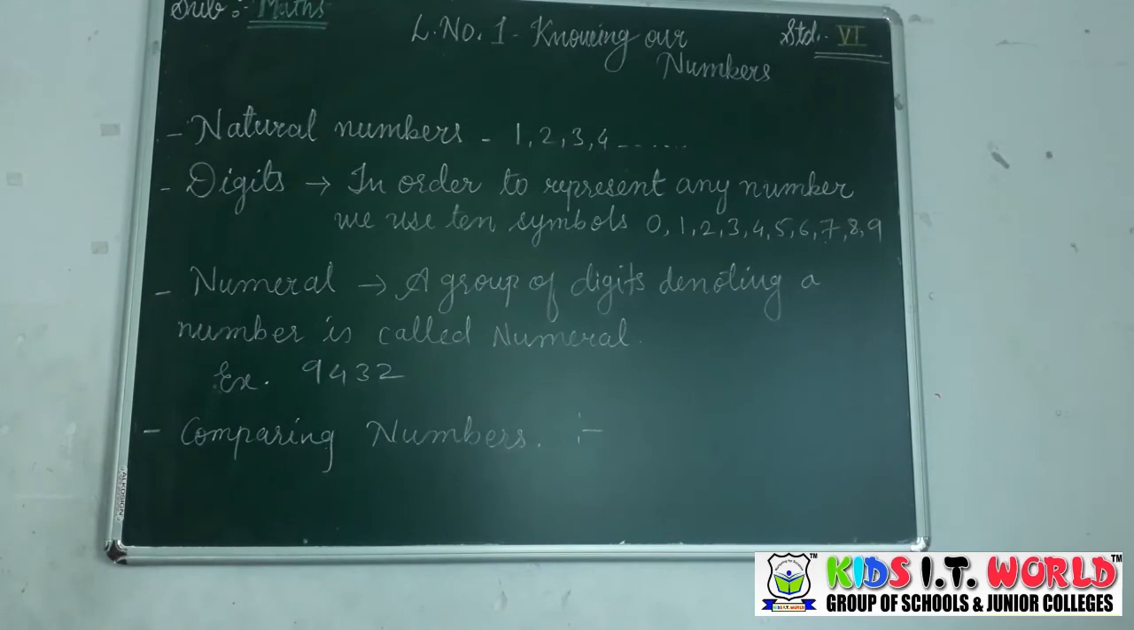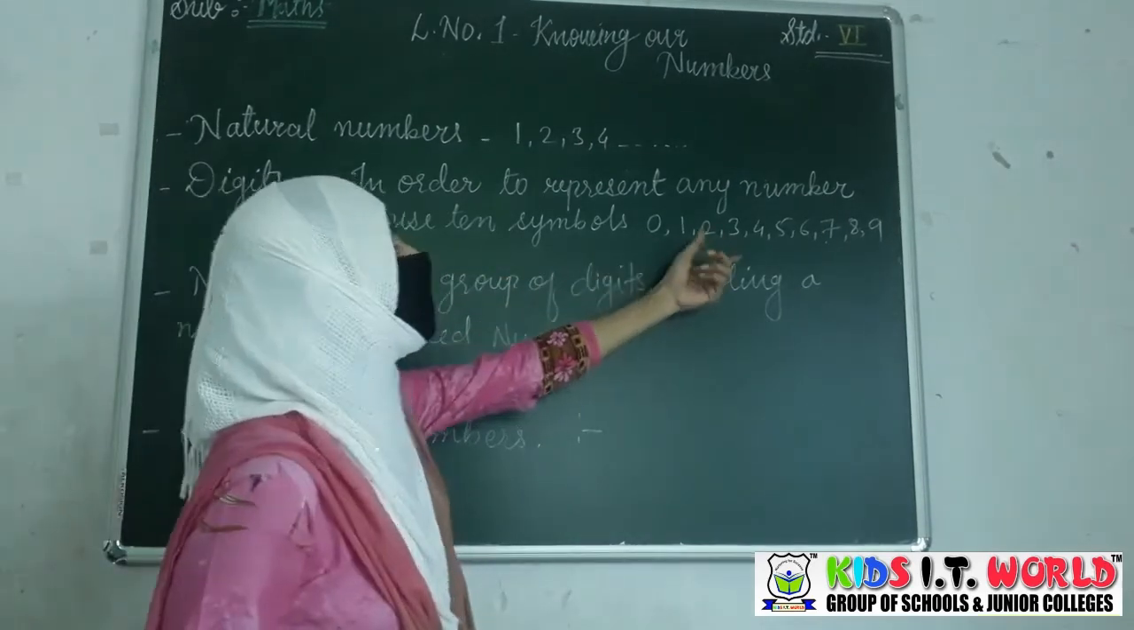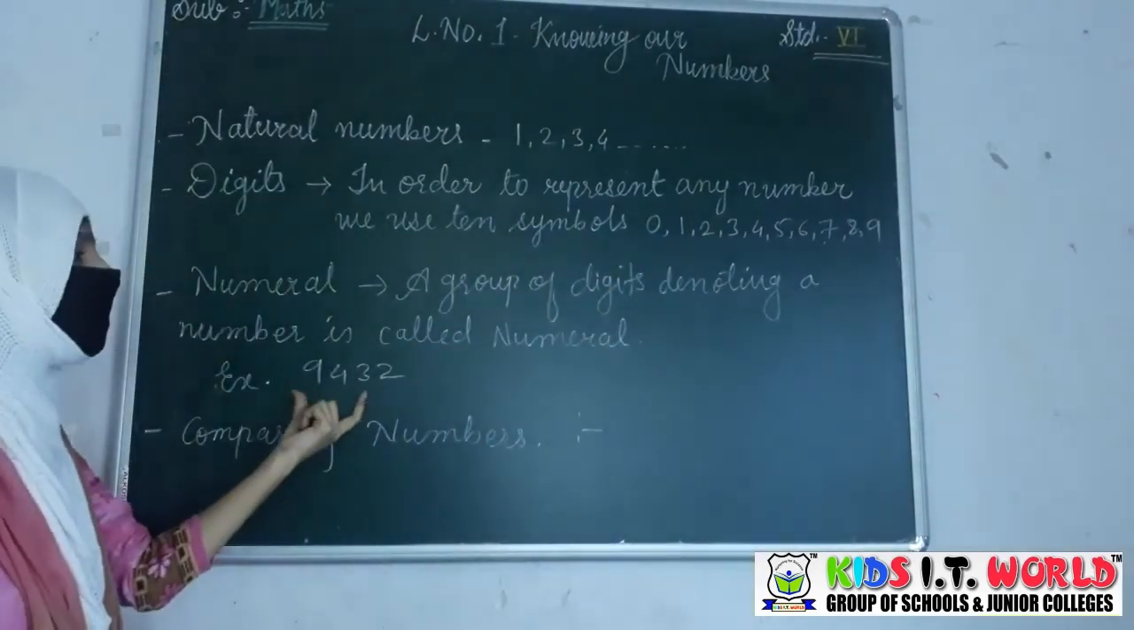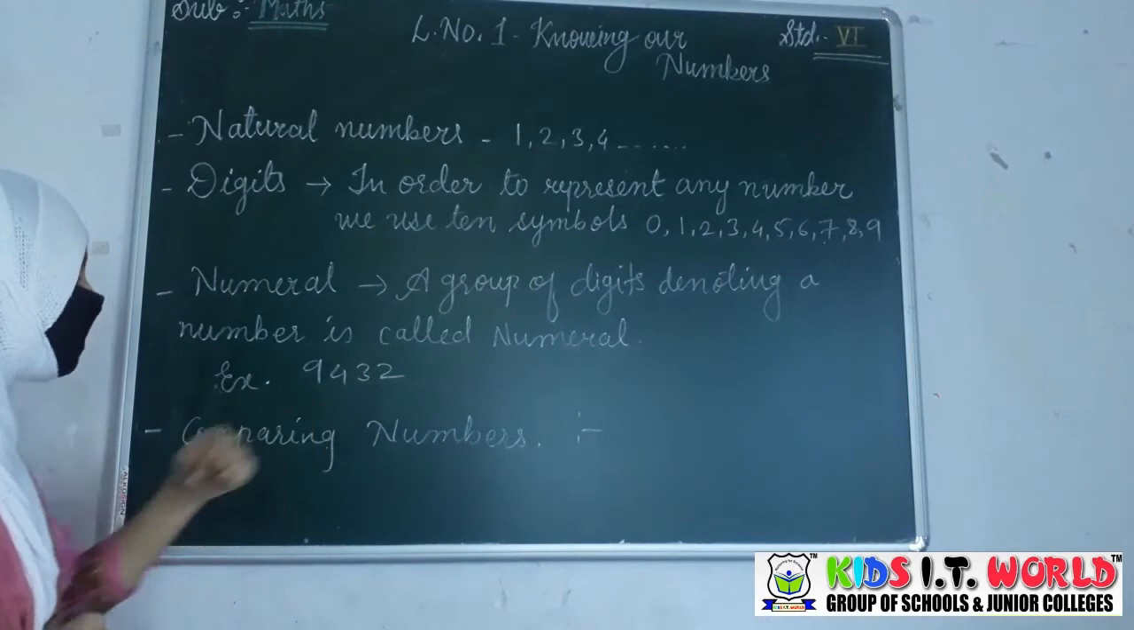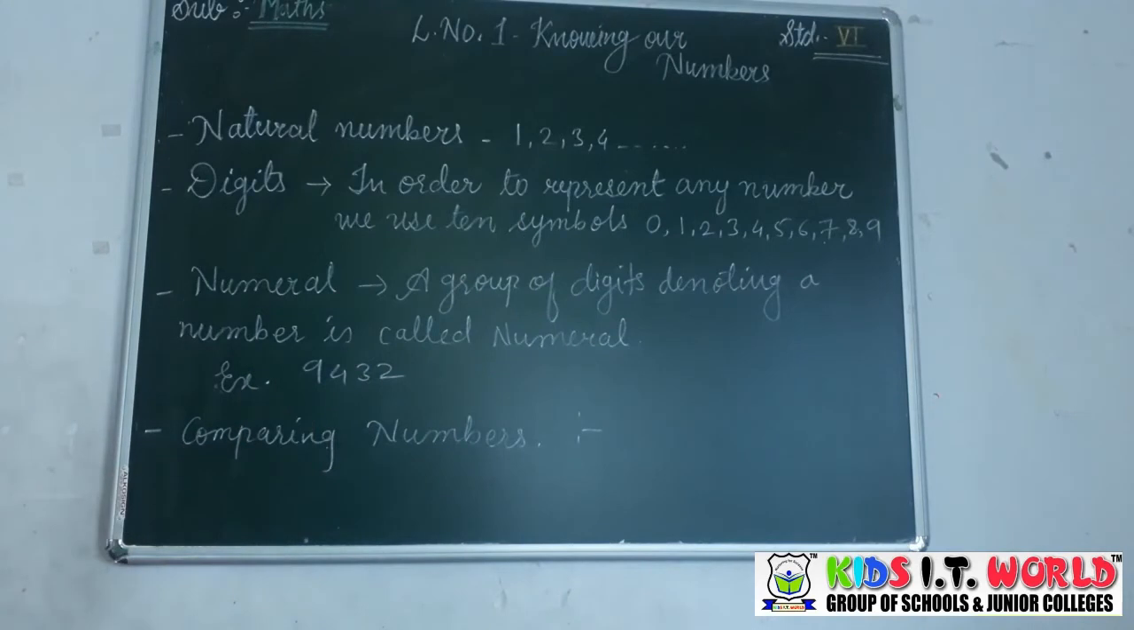Now the numerals. What is a numeral? A group of digits denoting a number is called a numeral. Means we are using these 10 digits, and whatever number we make using the 10 digits, that is a group of digits, called a numeral.